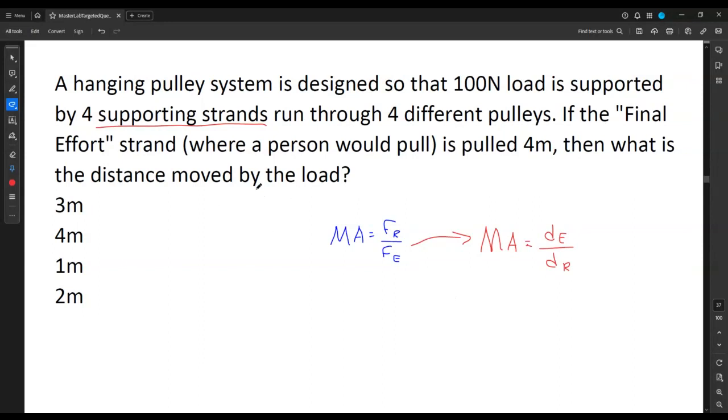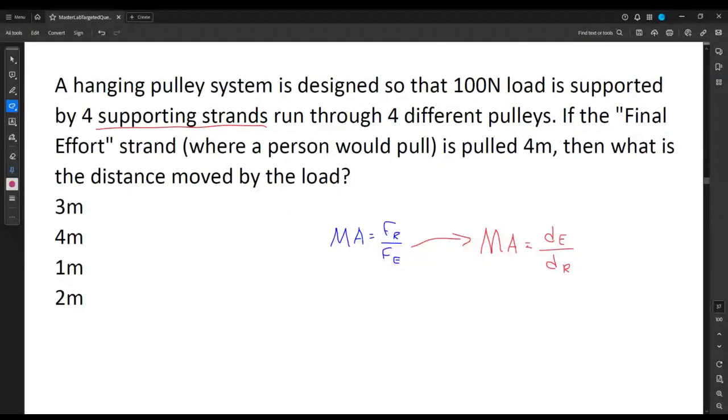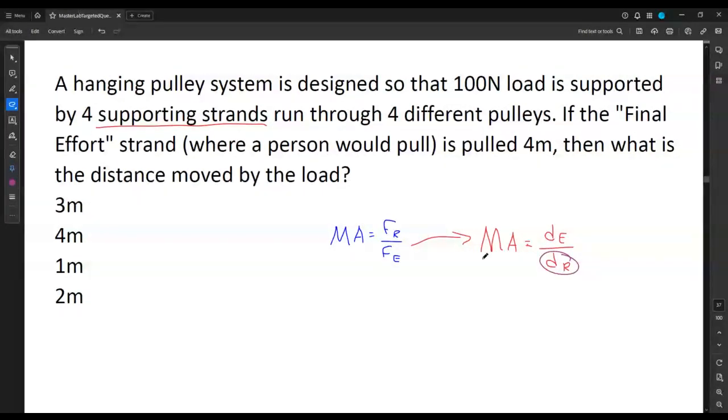Okay, with this one, the load is always going to be your resistance or your output. So we are trying to solve for dR. And again, we can use that proportion trick to more easily get this formula. So we're going to have that dR is equal to dE over MA. Okay, so that's simple enough. So dR, the thing we're looking for, the effort distance, so the person doing work, they pulled 4 meters of rope, so that's going to be 4 m here, divided by the number of strands that it's going to be split across. So divided by 4, which I think is fairly easy to see. It's going to come out to be 1.